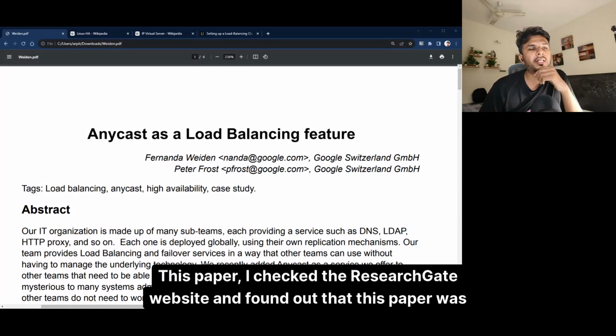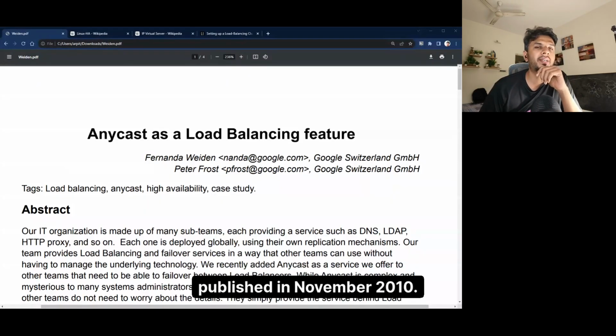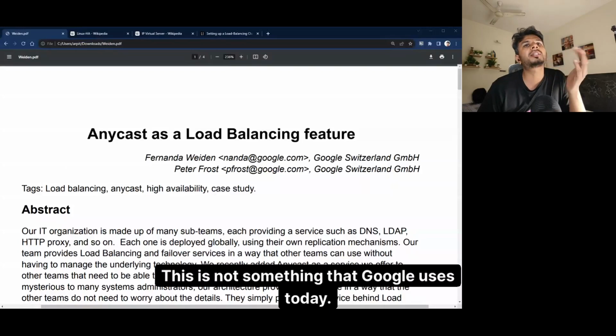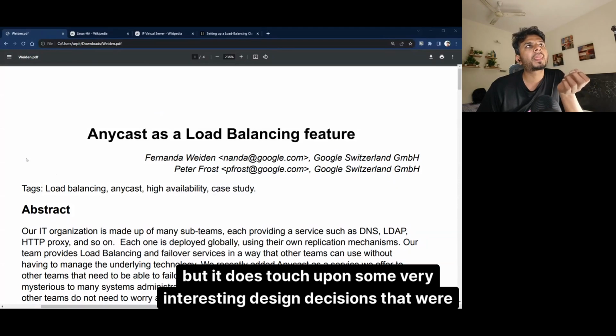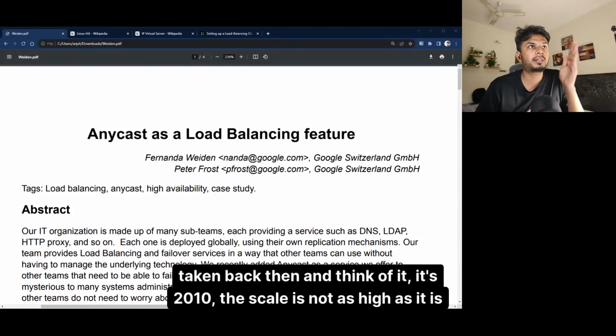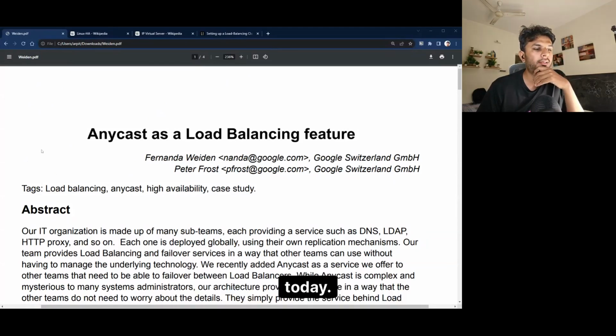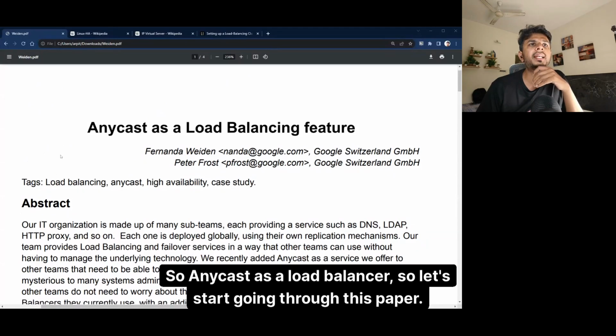This paper, I checked the ResearchGate website and found out that this paper was published in November 2010. So it's pretty old. This is not something that Google uses today, but it does touch upon some very interesting design decisions that were taken back then. And think of it, it's 2010. The scale is not as high as it is today. So Anycast as a load balancer.